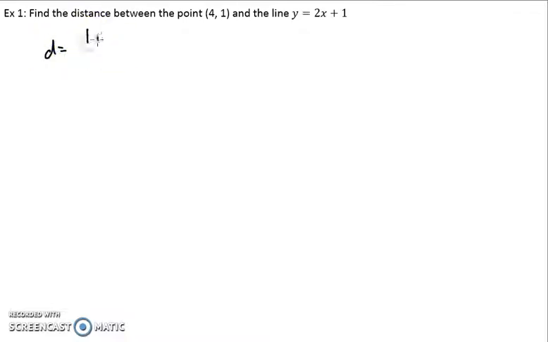So let's look at a real quick example. Find the distance between the point 4, 1 and the line y equals 2x plus 1. So our formula is going to say that the distance is equal to the absolute value of ax1 plus by1 plus c over the square root of a squared plus b squared, no x. So we need to find what a, b, c, x1, and y1 are. Well, they tell us here that x1, y1 is 4, 1.